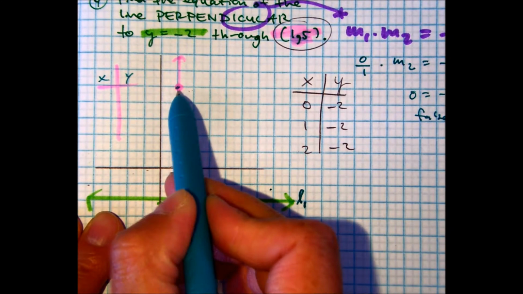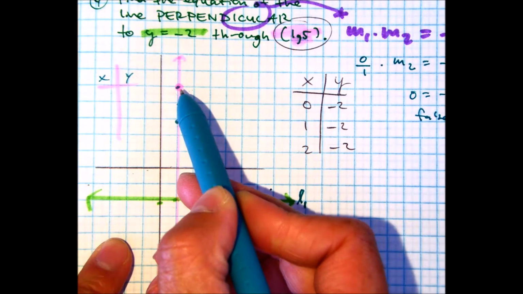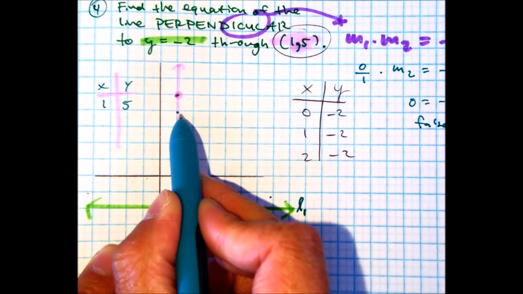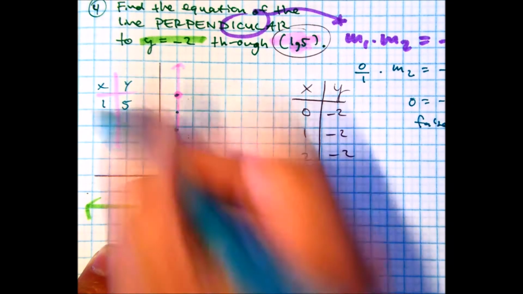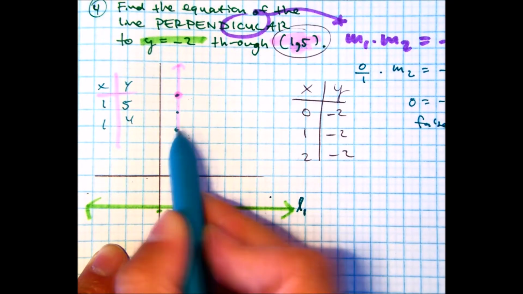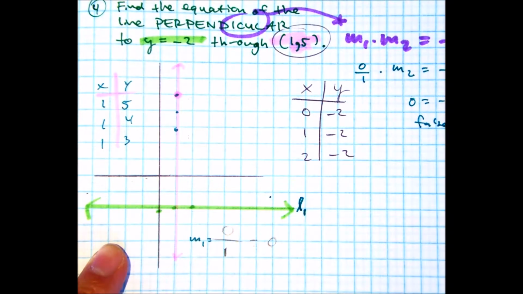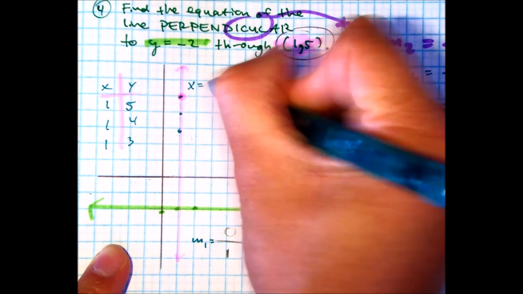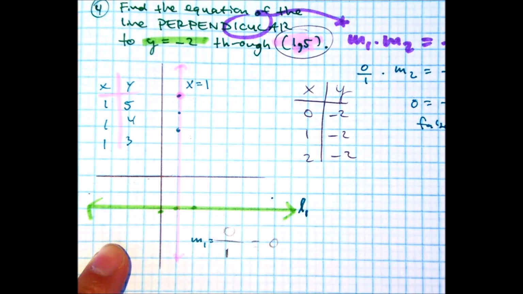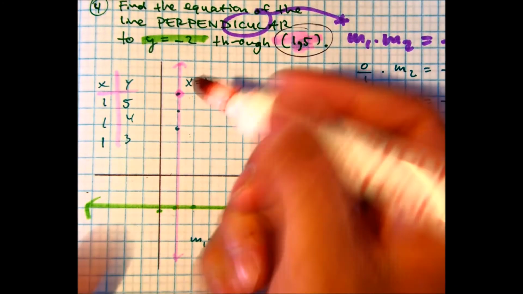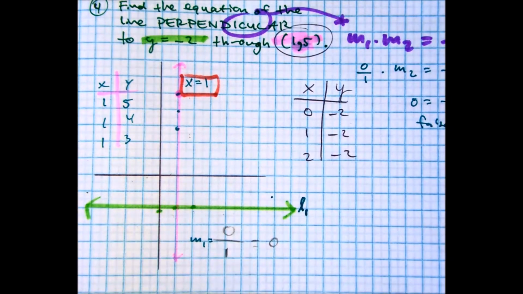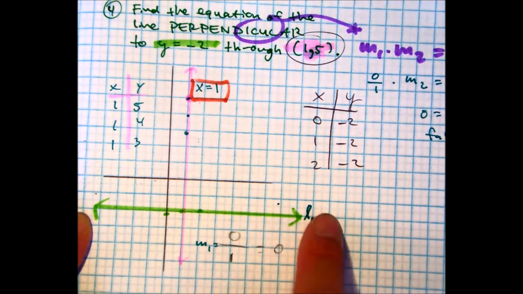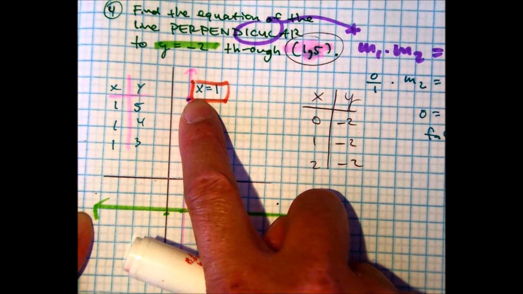Give me that ordered pair. What is it? (1, 5). Give me that ordered pair. What do you notice? The equation of this line is what? x equals 1. And that's your answer. Find the equation of the line perpendicular to y equals -2 is here. And it has to go through this point (1, 5).